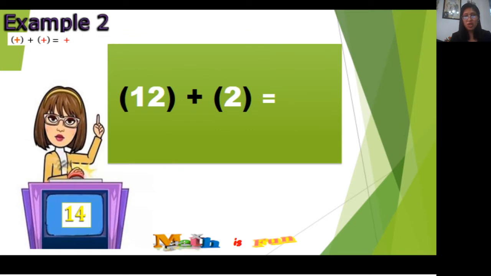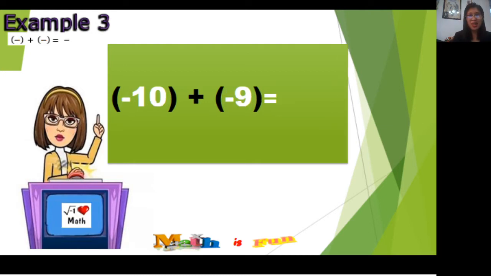Example 2. 12 plus 2. The two integers are both positive. Even without the positive sign beside it, still, we consider it positive integers. So, 12 plus 2, the sum is positive 14 or simply 14.